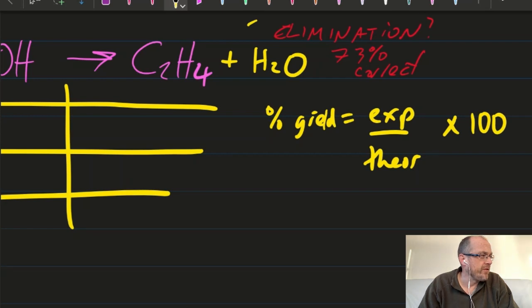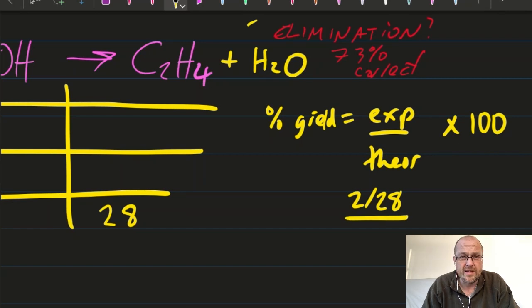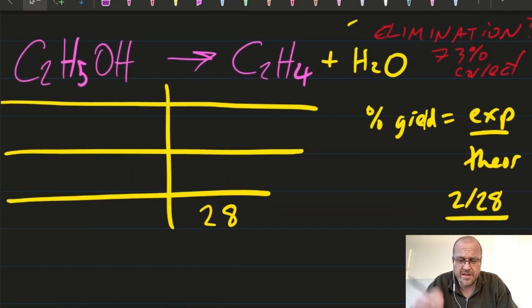So according to the question, I made 2 grams of ethene. So 2 grams of ethene is going to be 2 over 28 moles of ethene. Moles is mass over molar mass. Where did I get the 28 from? There it is. So that's my moles of ethene experimentally. Well, how much was I going to get theoretically? So I think T for table, T for theory.